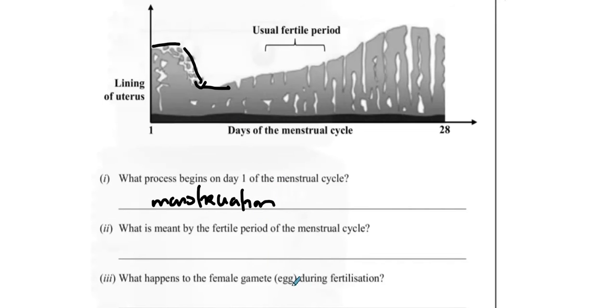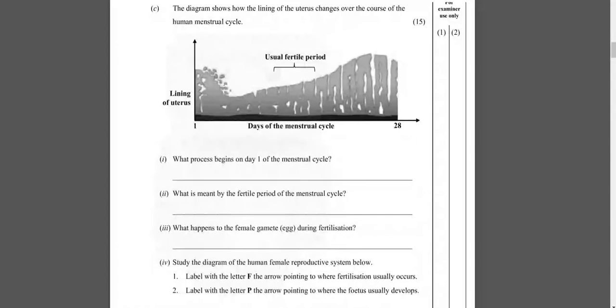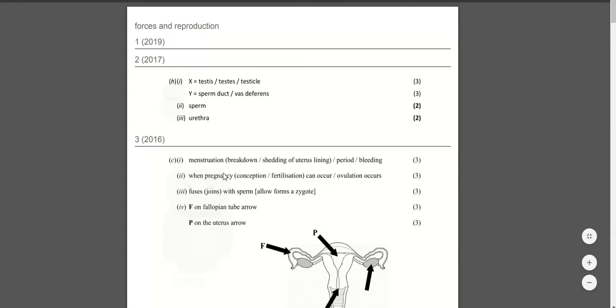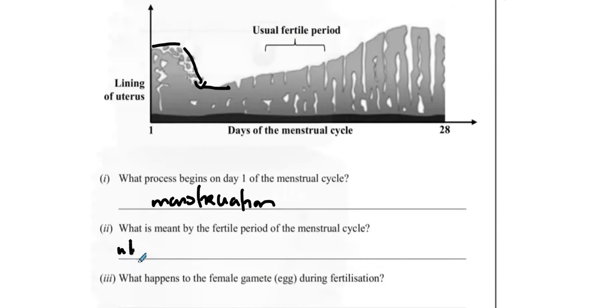Okay, so menstruation. Let's have a quick look at the answers here. First answer is menstruation, breakdown, shed of uterus lining. Okay, now we're on to part two, when pregnancy is most likely to occur. It's just a period in time.